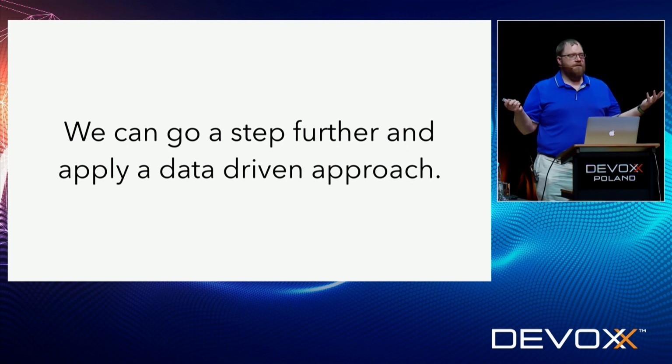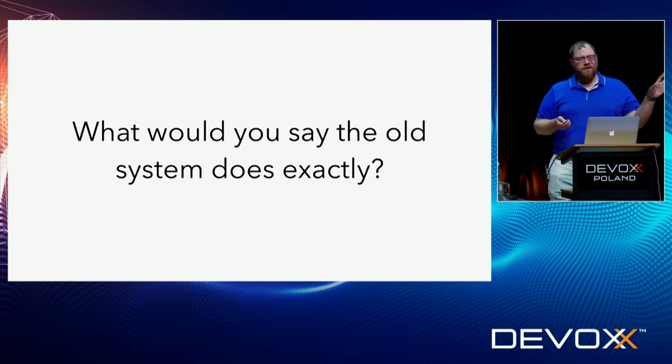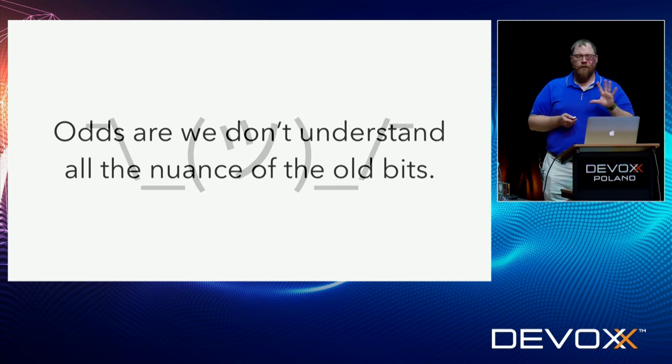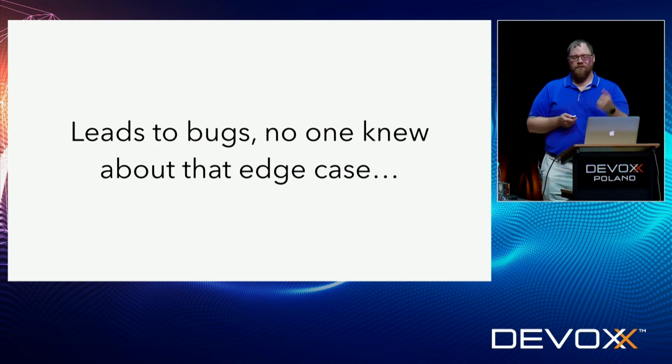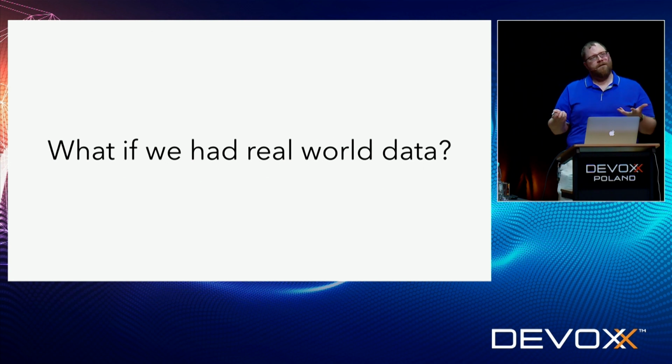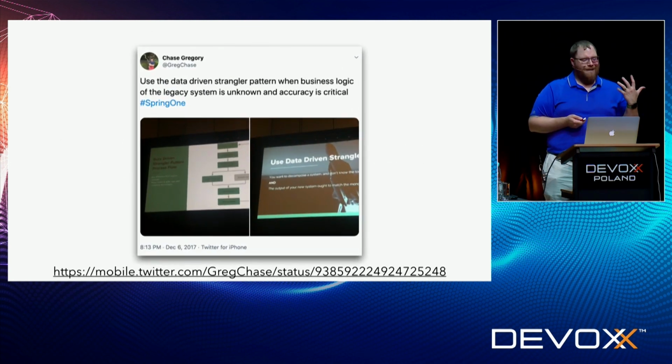And everyone just kind of shrugs their shoulder and says, nobody actually knows how the old system works. And on half of these, what I've been told is it needs to work exactly like the old system, only better. So there's a pretty good chance we don't understand all the nuance of the old system, which means as we do these conversions, we inevitably introduce defects. What if we actually had real-world data about what the system does? And that's this notion of taking Strangler a step further and applying data to the process, the data-driven Strangler pattern.